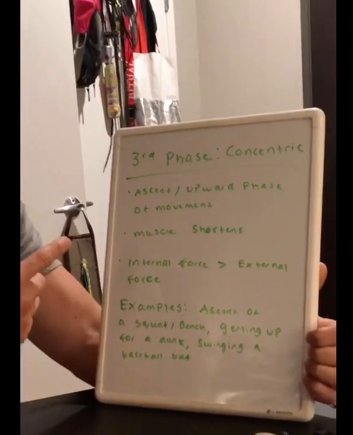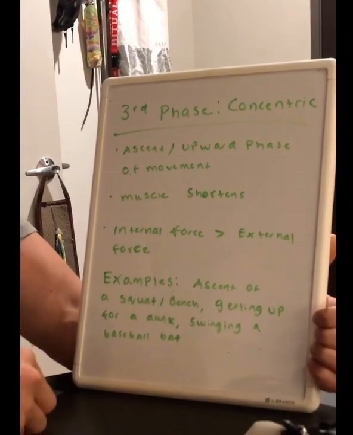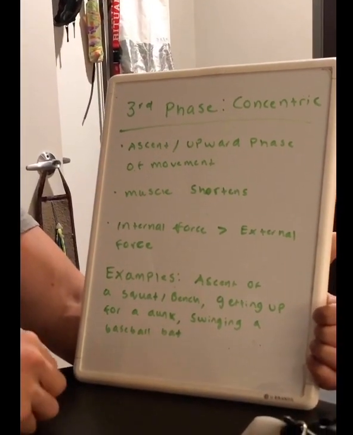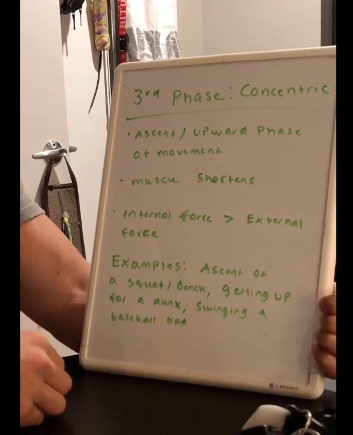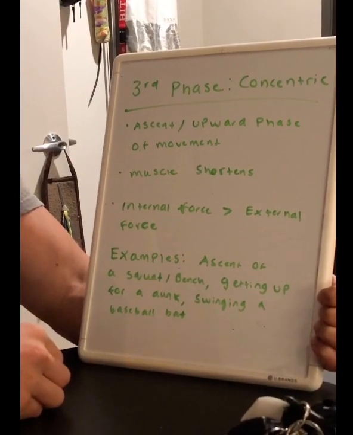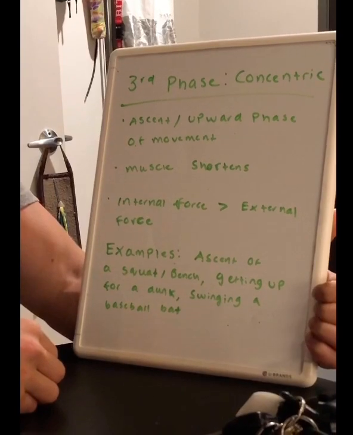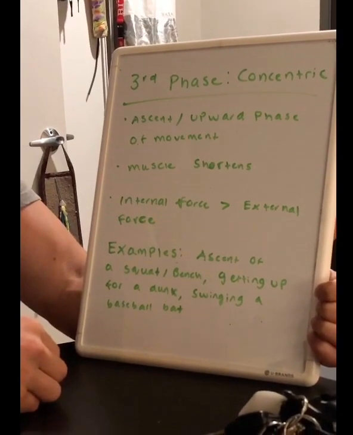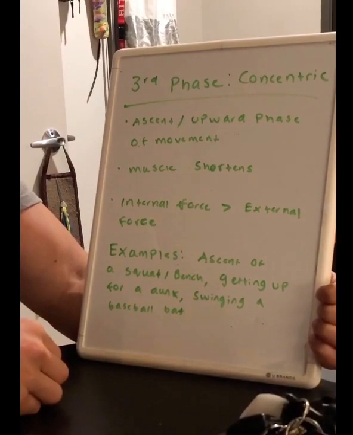Now we have the third and final phase of dynamic movement, which is the concentric phase. The concentric phase is the ascent or the upward phase of a movement. During this period, a muscle shortens. The internal force is greater than the external force. Some examples are the ascent of a squat, a bench press, getting up for a dunk, or swinging a baseball bat.